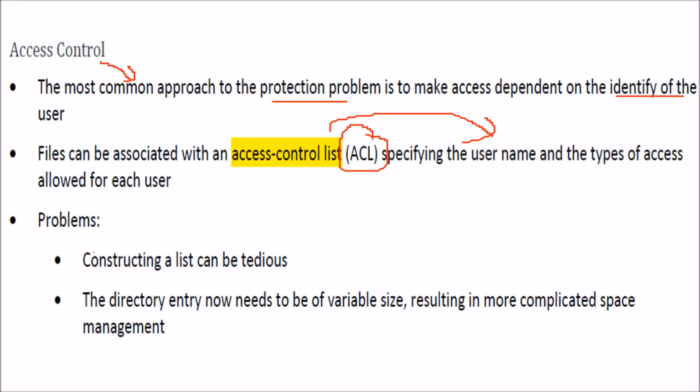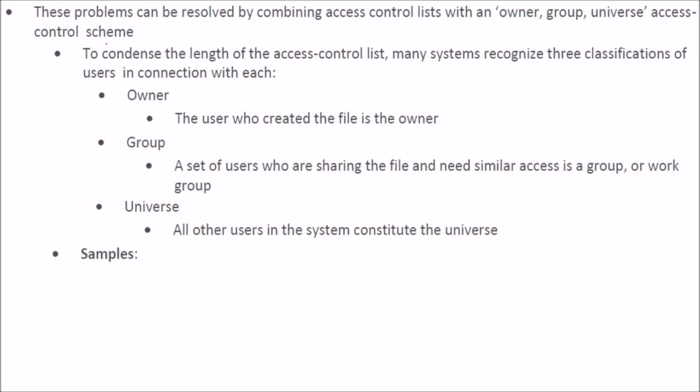But there can again be some situations, like how to construct the list. It can be quite tedious sometimes, and the directory entry now needs to be of variable size, so we need complicated space management. These problems can be resolved by combining the access control list with an owner, group, universe access control scheme.